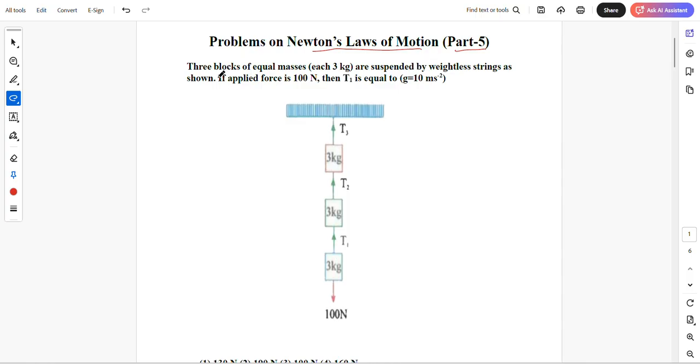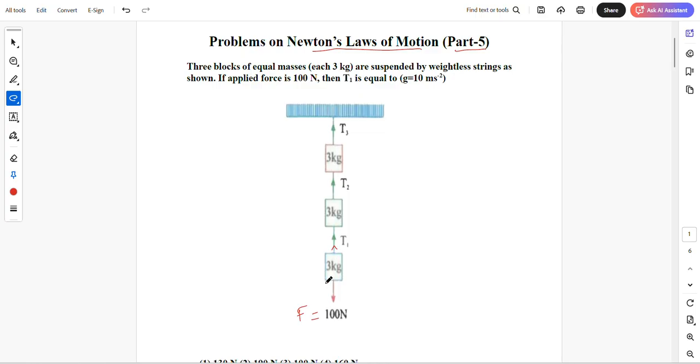This is the first problem. Three blocks of equal masses, each 3 kg, are suspended by weightless strings as shown. If the applied force is 100 newtons, then T1 is equal to what, with g equal to 10 meters per second square. They have given 100 newtons, this is the force. What you're supposed to calculate is T1. Where is T1? This is one string, this is one string, and this is one string. T1 is here.